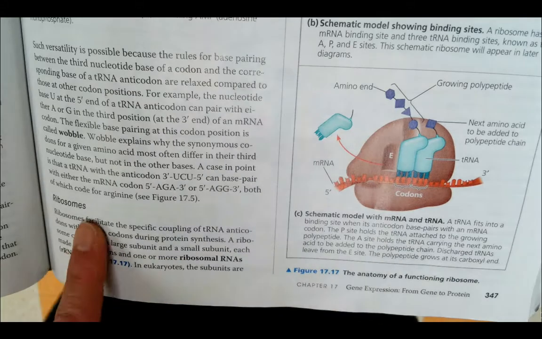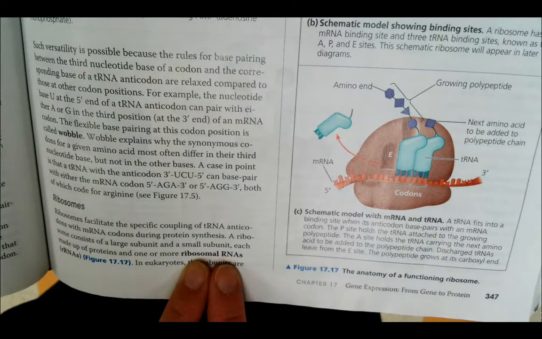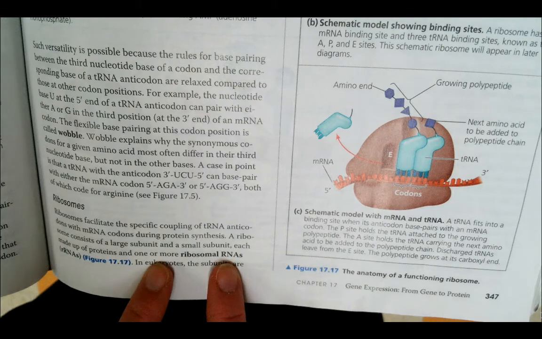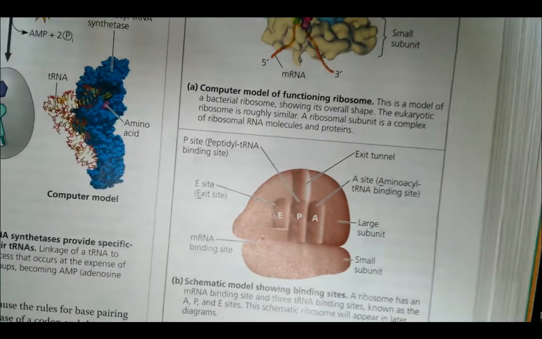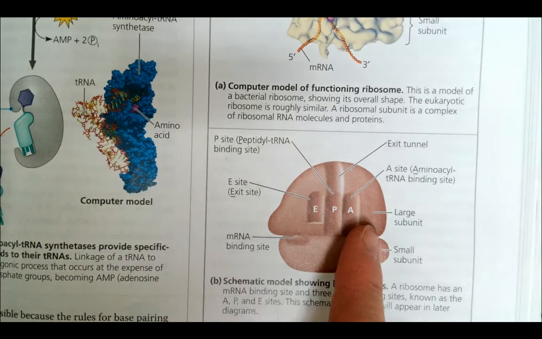Next, I'm going to read the sticky note, they start talking about what's going on in the ribosome. Well, the ribosome was actually made up of RNA and some proteins that hold it together. And the ribosome itself, and you can see in this picture right here, is actually made of two pieces. You have a small subunit and a large subunit.